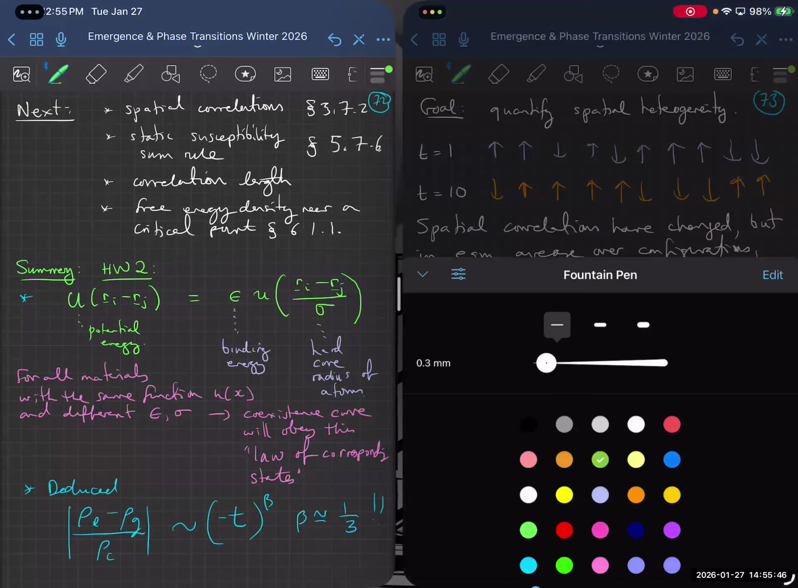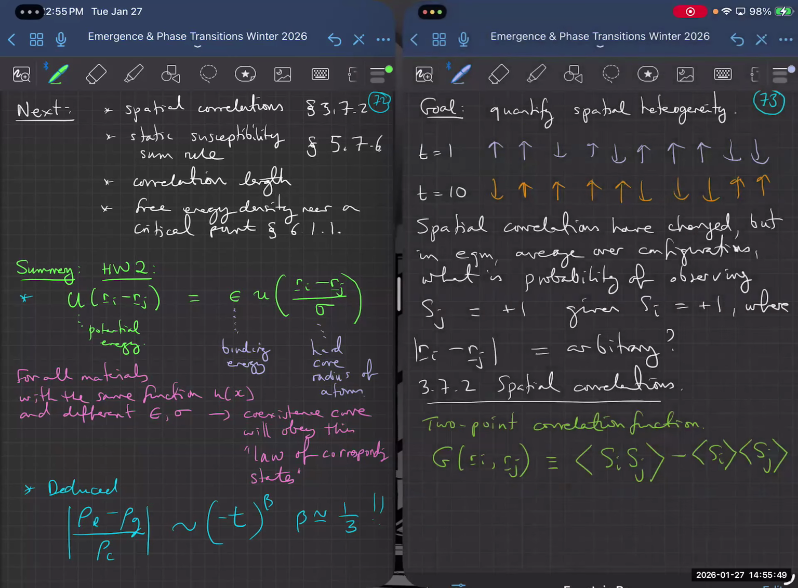And these things over here, this is the location of the spin i, etc. Okay, and these averages, when I draw these averages, these are thermal averages taken with respect to the Boltzmann distribution.